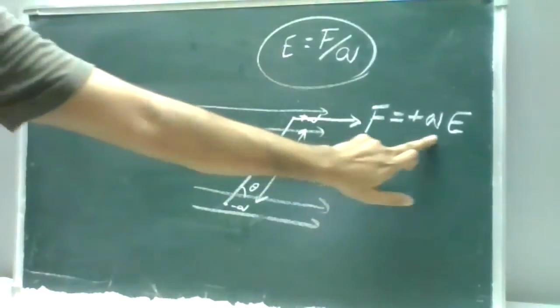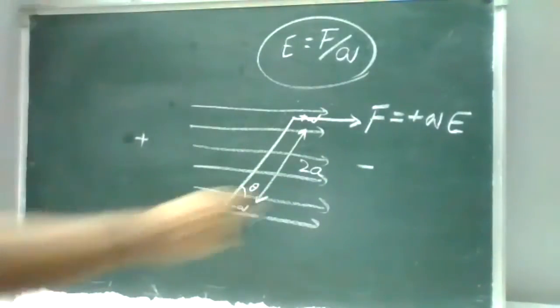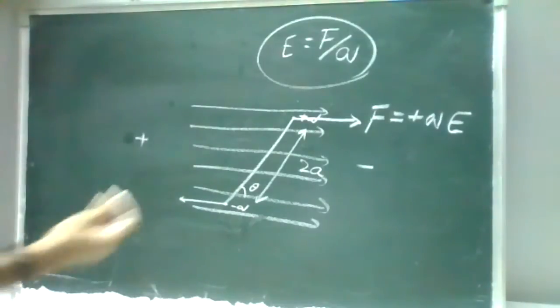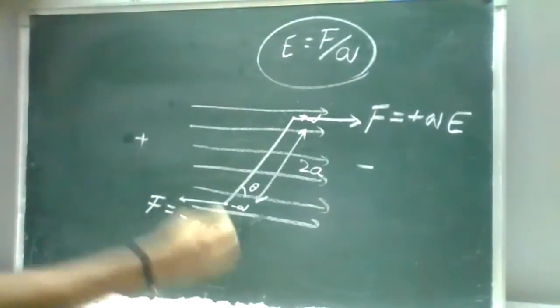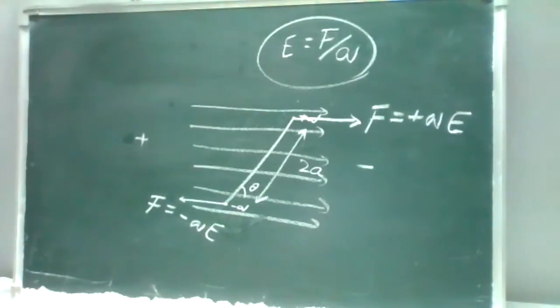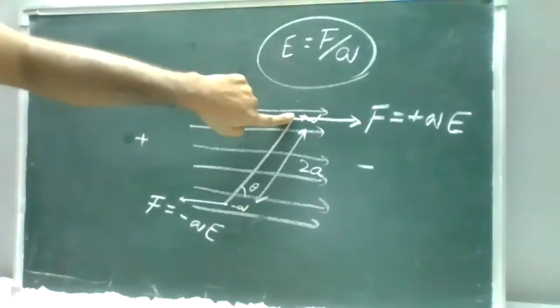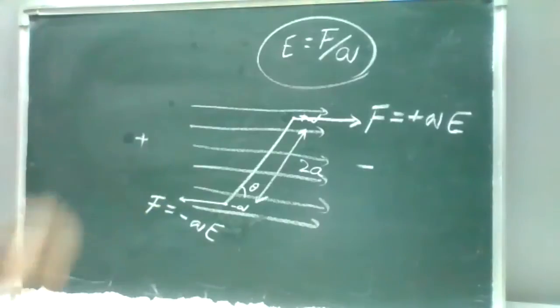So from this relation, F is equal to QE. Because of the positive, it is plus QE. Similarly, because of the negative, they'll be having some repulsive force, and on this side, they'll be having some attractive force. So F is equal to minus QE. It is nothing but the force exerted on the positive charge because of the electric field, and the force exerted on the negative charge because of the electric field.